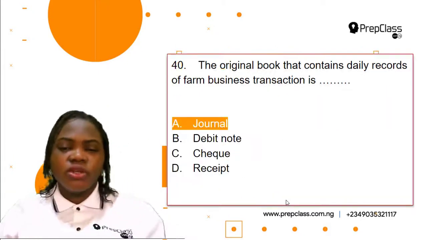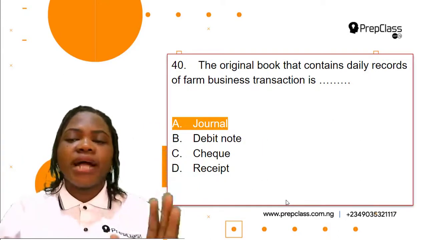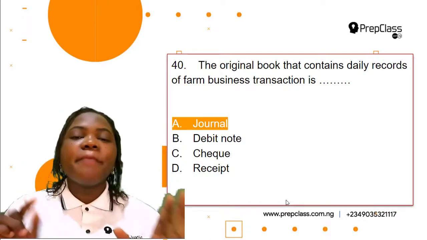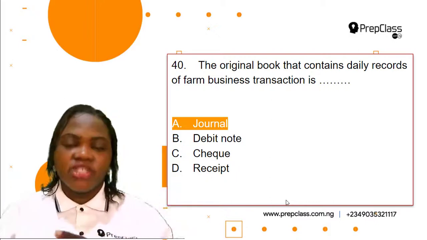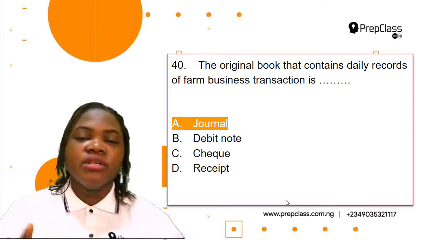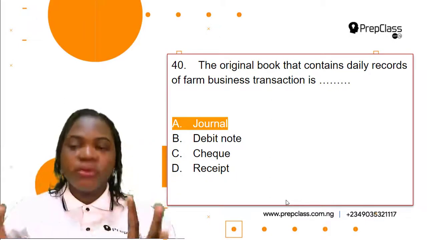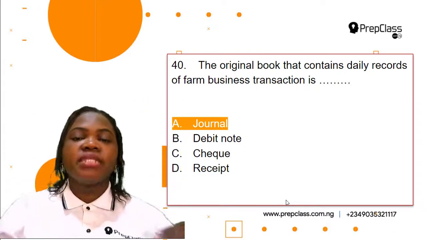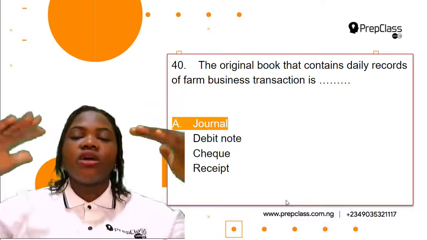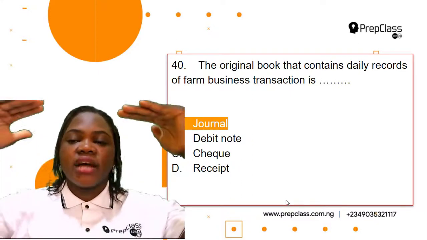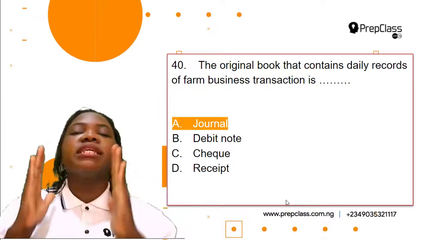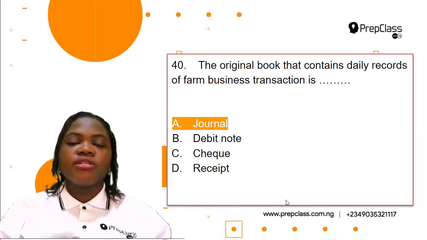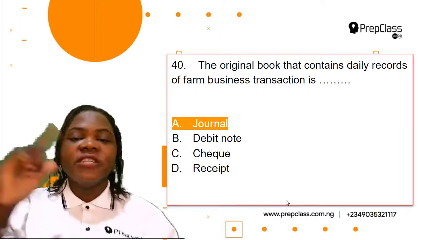So now, which of them is correct? The original book that contains daily records of farm business transaction is dash. So the answer is journal. So journal is actually the book that contains all the daily records of a farm business. So all the transactions and everything that goes on in the farm is put in the farm journal. Okay, so the correct option here is A, check.